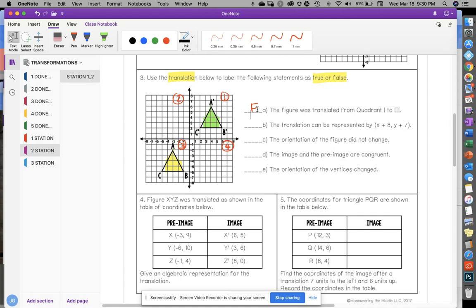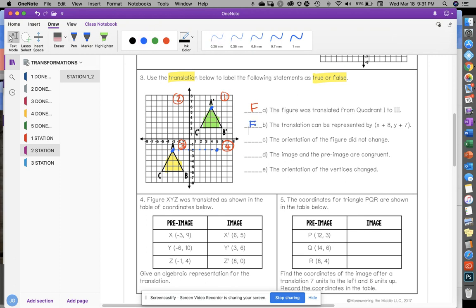B, the translation can be represented as x plus 8, y plus 7. All right, well, let's check that. So I'm going to pick this corner here. It doesn't really matter. And I'm going to see. My x means I went to the right 8. So let's see. I'm going to go from that A to this A. So here we go. 1, 2, 3, 4, 5, 6, 7, 8. Oh, well, I can tell right now I did not line up with that other A. So this is already a false statement.